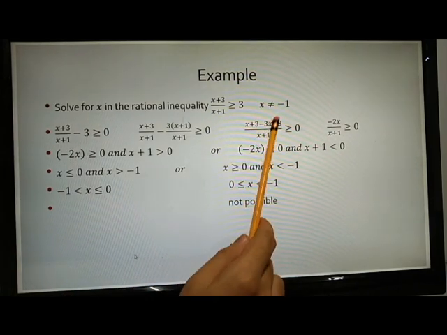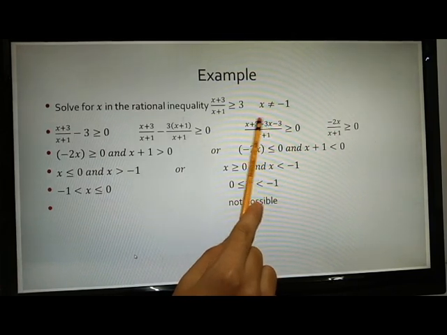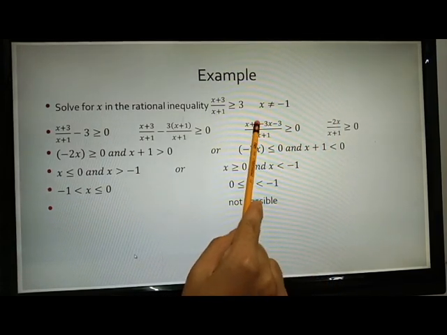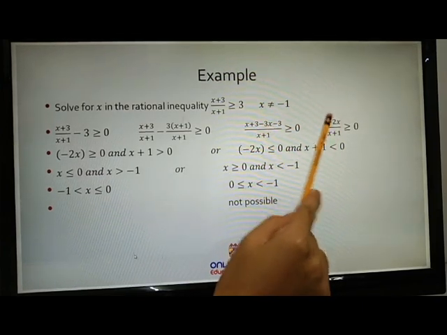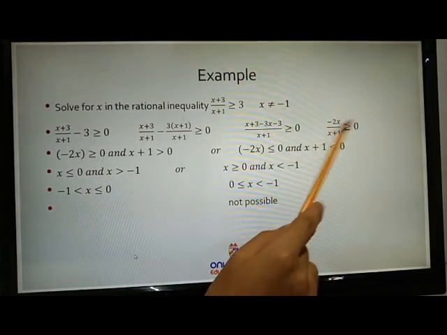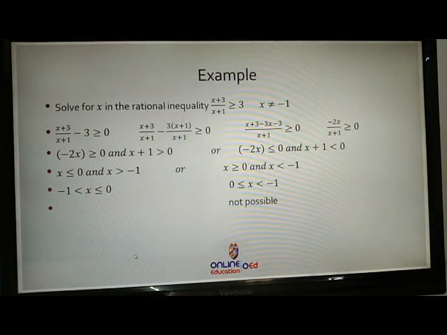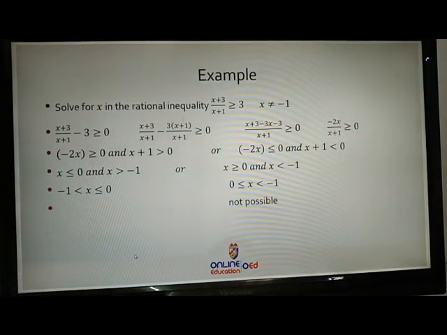And then, next step, collecting like terms. So, x, sasama natin by negative 3x. So, x minus 3x is equal to negative 2x and positive 3 minus 3 is 0. So, we have negative 2x here. And then, copy the denominator. So, the resulting inequality will now be negative 2x over x plus 1 greater than or equal to 0. Okay? So, that is how you simplify.